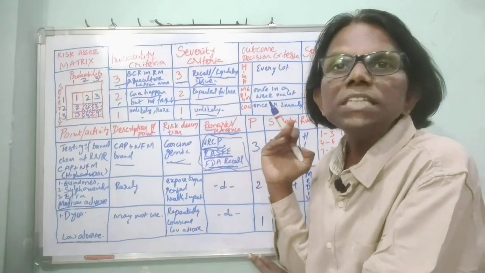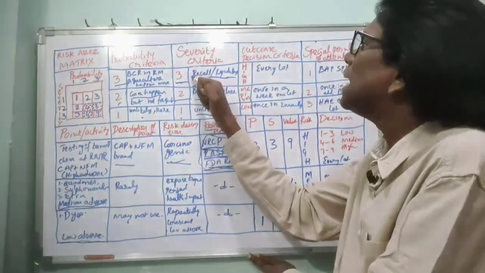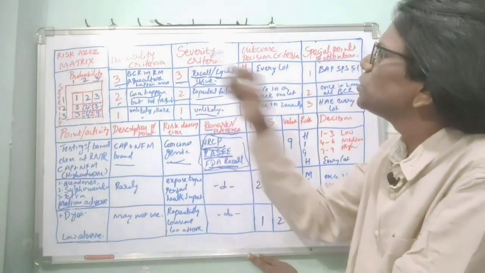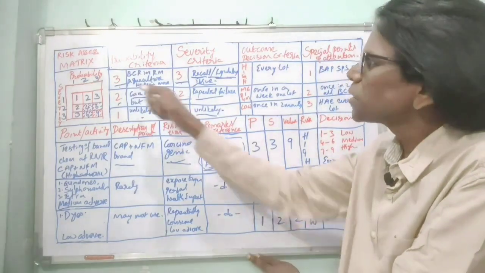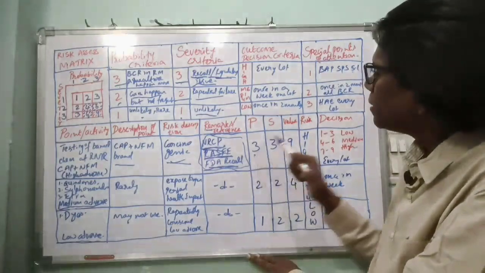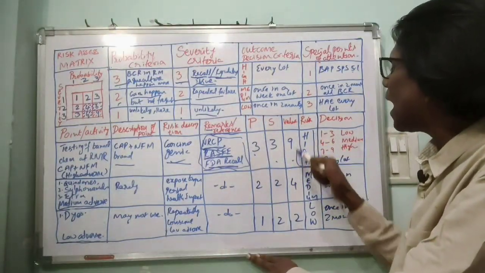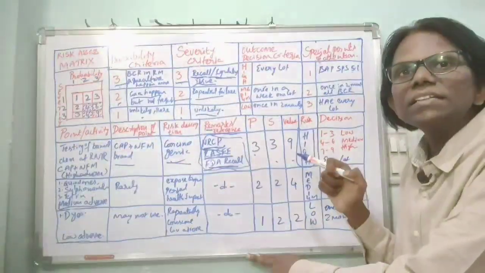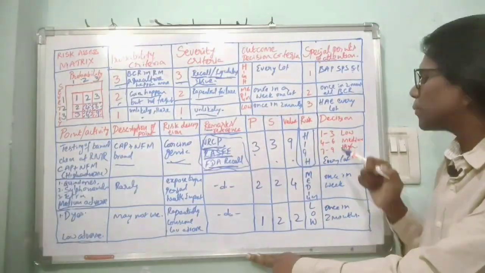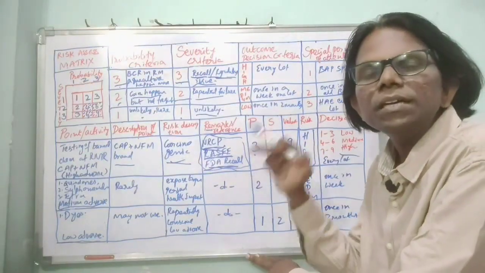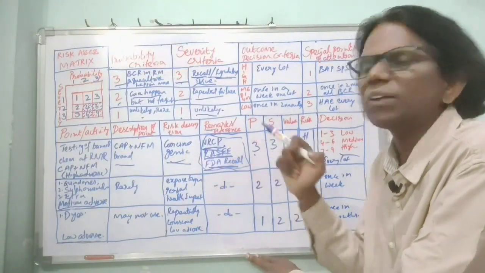antibiotics won't pose immediate health impact, but a recall or regulatory issue may occur. So severity score is also 3, probability score also 3. 3 multiplied by 3 is equal to 9. It comes under high category. If it is high, then we have to test every lot upon receipt. Every source, every pond we have to test.